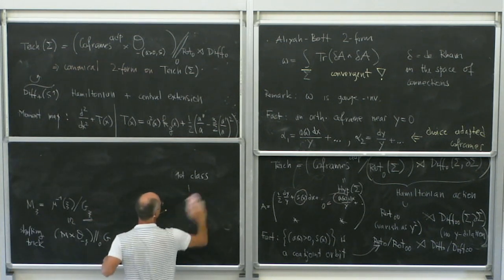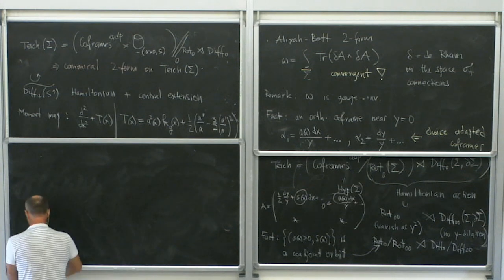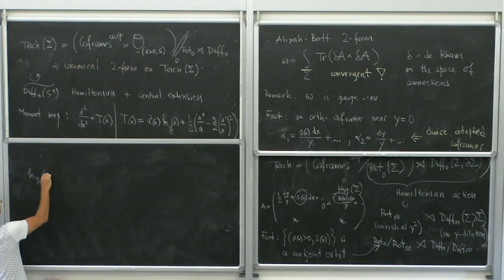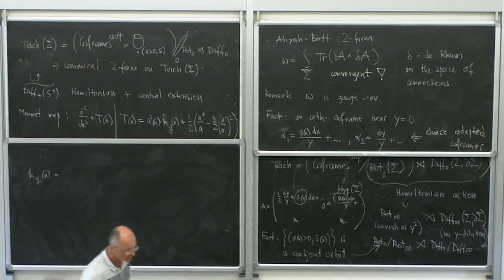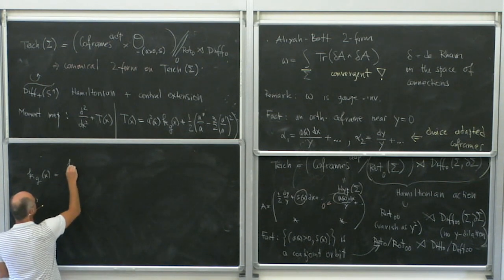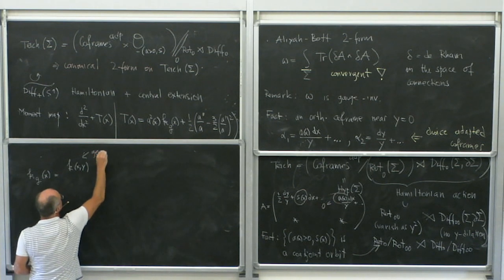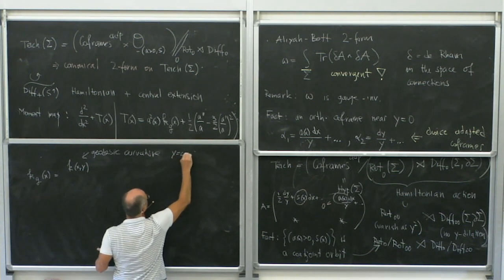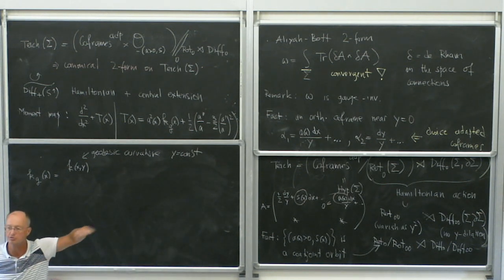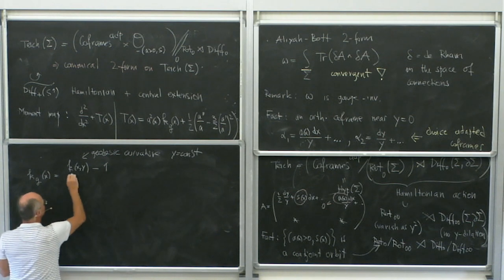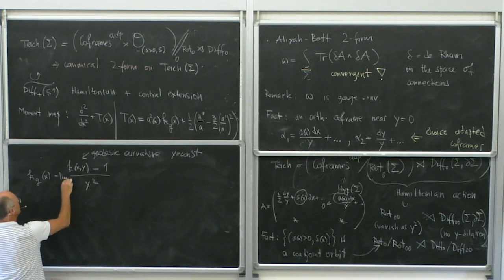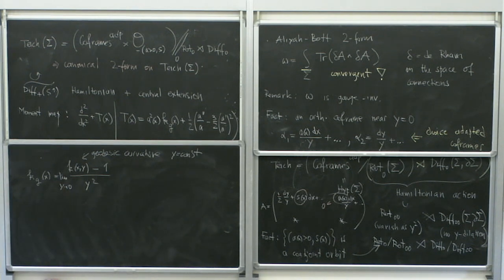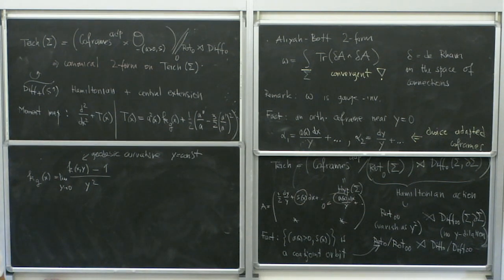That's another miracle of hyperbolic geometry. So K of G is the following thing. You consider the geodesic curvature of the line y equal constant. You take your boundary defining function, you take a line y equal constant, you take k of x y minus 1 over y square, and you take the limit when y goes to 0. It turns out that this limit exists, and it defines for you a function on the boundary. So this turns out to be the moment map.